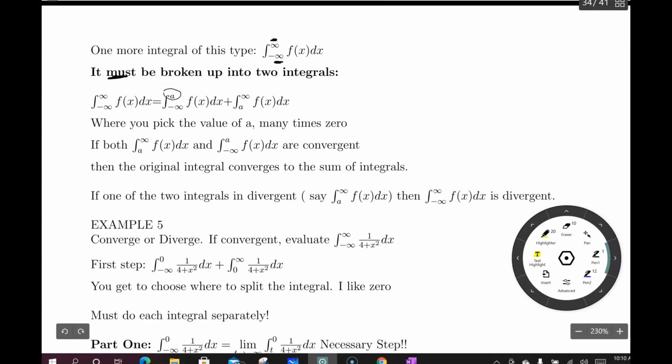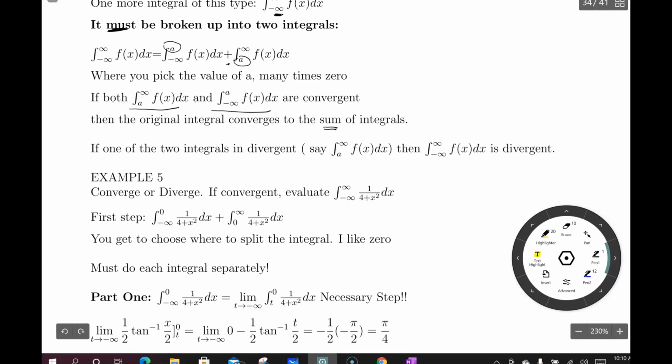So you get to pick what number a in between that you break it up at, but you must break it up into two integrals and then figure each of them out separately to find out whether they converge or diverge. If they both converge, then you add them together, and that's what the whole integral equals from negative infinity to infinity. If one of them diverges, let's say the integral from a to infinity diverges, then I know the whole thing will diverge, because if part of it is equal to infinity, the whole thing is going to add up to infinity.